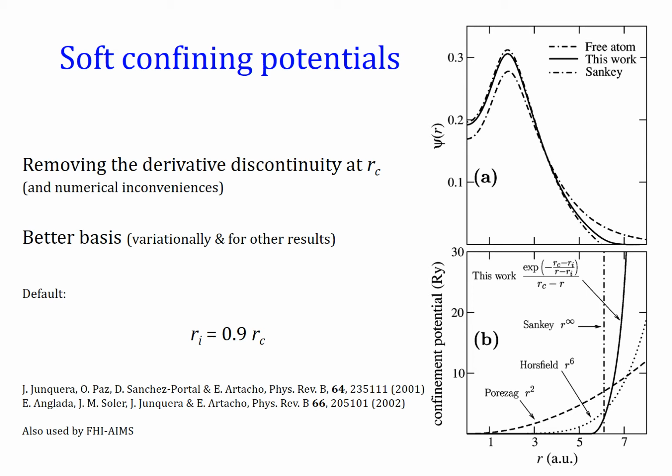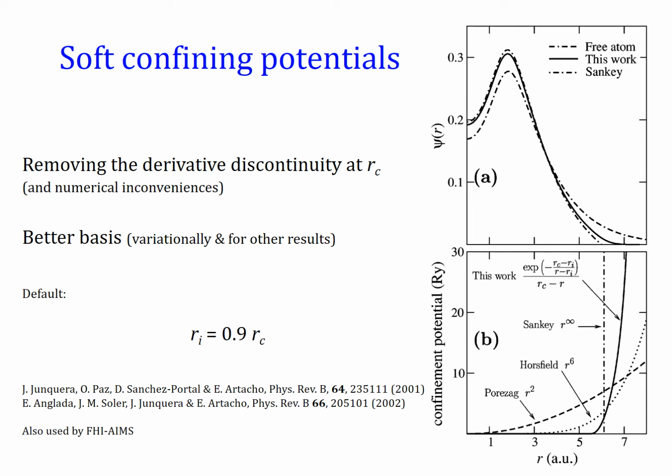You can see the unconfined one has a never-ending tail, but the continuous line represents an orbital that has been softly confined. You can use that kind of soft confinement automatically, and the default would be to have an inner radius for the startup of the confining potential at 90% of the cutoff radius. This is an idea that has also been used by other codes that came after Siesta.